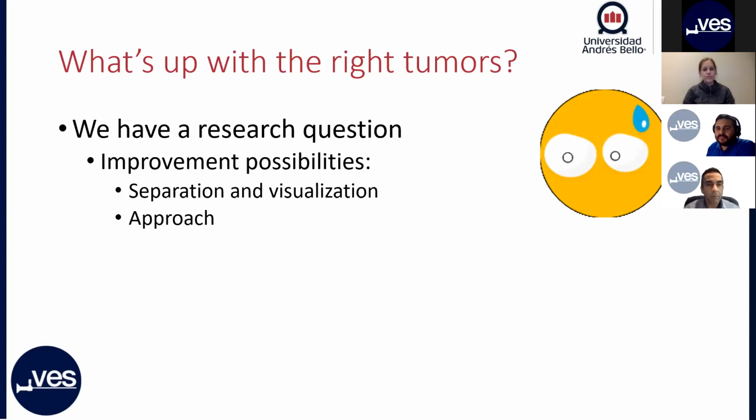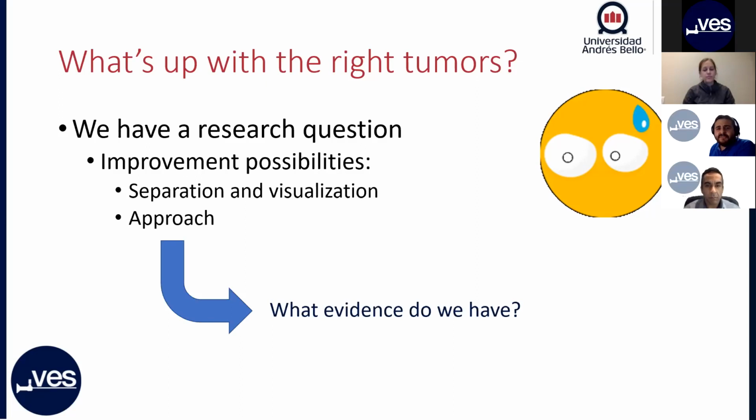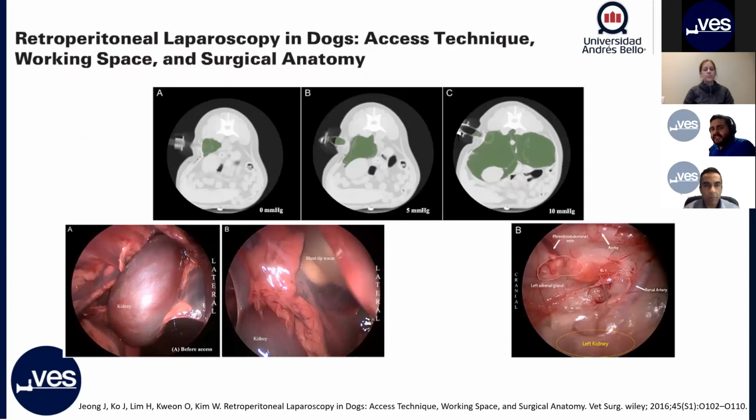Then, what evidence do we have for this retroperitoneal approach that is used in children? The general idea is to insufflate the retroperitoneal virtual space to generate a working space using the peritoneum as a natural separator, leaving the retroperitoneal structures isolated from the rest of the abdominal organs. One Korean group described the feasibility of the access and different magnitudes of insufflation in a cadaveric model. This experience demonstrates that the approach is related to a good visualization of the adrenal gland.